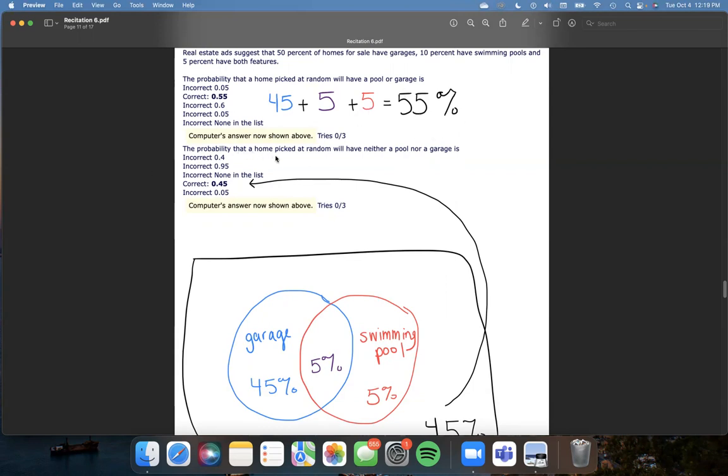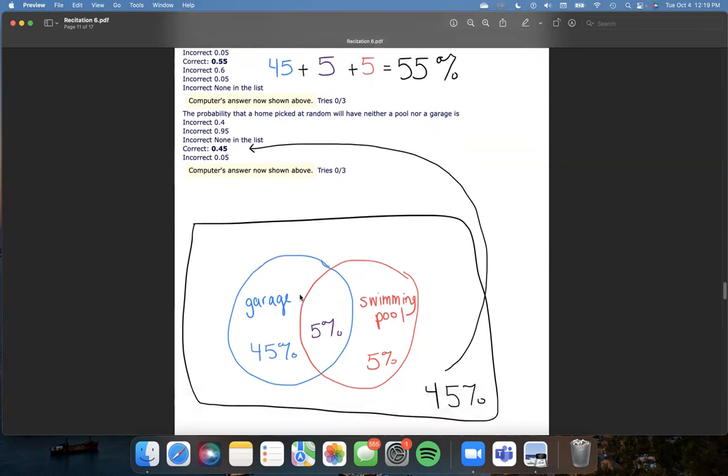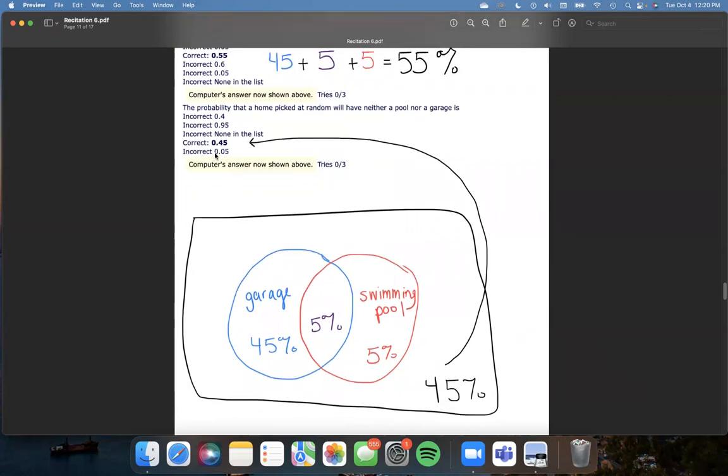And then the probability that a home picked at random will have neither a pool nor a garage. So that situation would be this area outside both these circles. So remember that all of these added together should equal 1. So if I did 1 minus 45 minus 5 minus 5%, you'll get 45% out here. So that's how you get 45%, because that is where the home picked does not have a garage or a swimming pool.